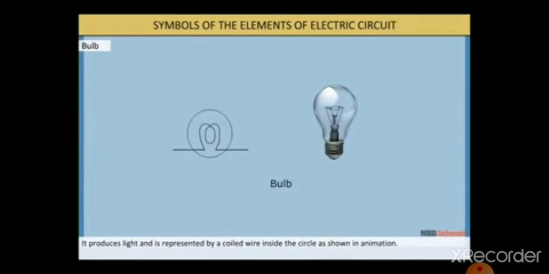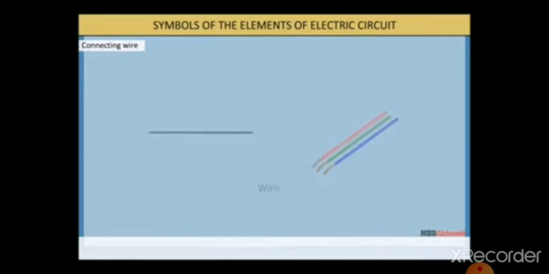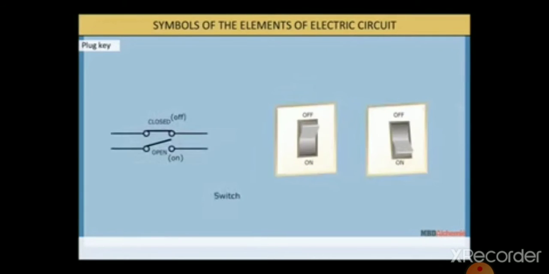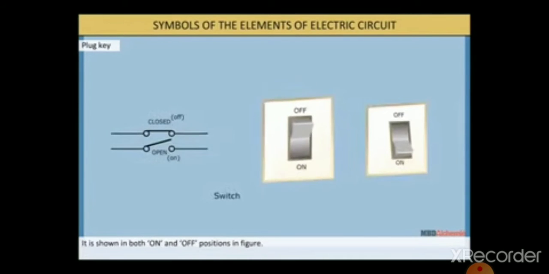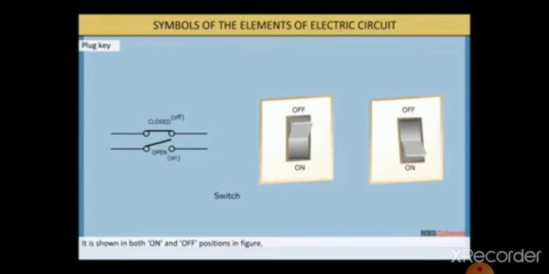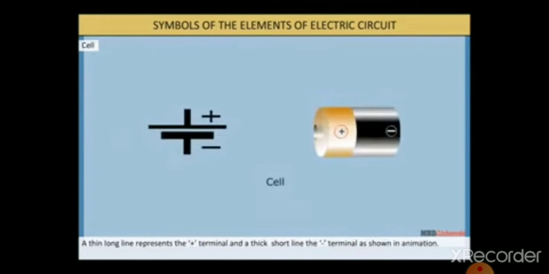It produces light and it is represented by the coiled wire inside the circle as shown in the animation. So you can see the symbol of wire. The connecting wire is represented by the straight line and it is made of copper and provided with insulation. You can see that insulation wire. And the plug key is an electric switch. So it shows both on and off position in figure, as you can see here in this animation. So a thin long line represents the positive terminal and the thick short line represents the negative terminal.